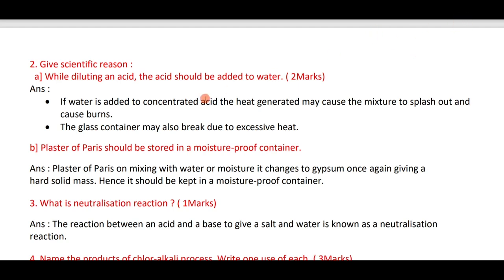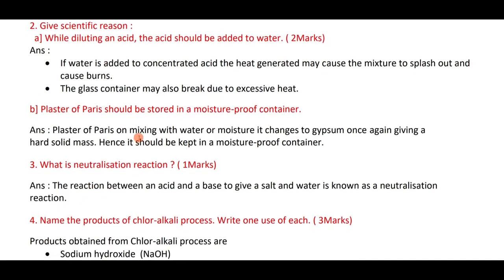Always when diluting an acid, you should add acid to water. If you reverse it, what happens? It is a highly exothermic reaction. The mixture may splash out and cause burns. And also the glass tube or the glass container may break due to excessive heat. Always be careful doing this procedure.